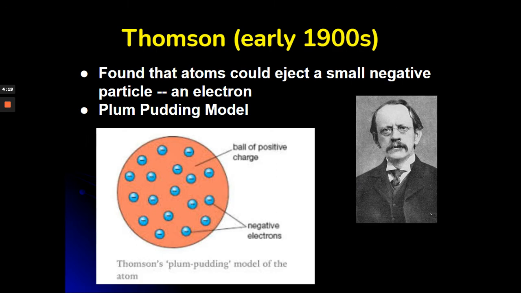Thomson, in the early 1900s, discovered the electron using the cathode ray tube. And so we have this idea of maybe what the atom actually looks like. And his model is called the plum pudding model, where you have the negative electrons inside this ball of positive charge.